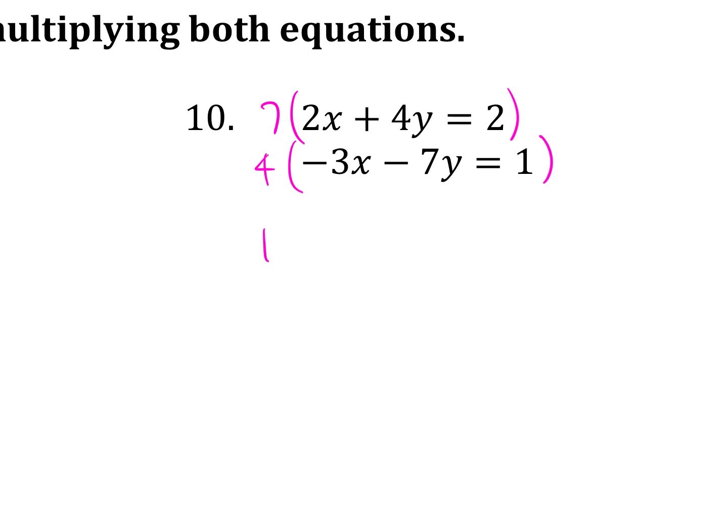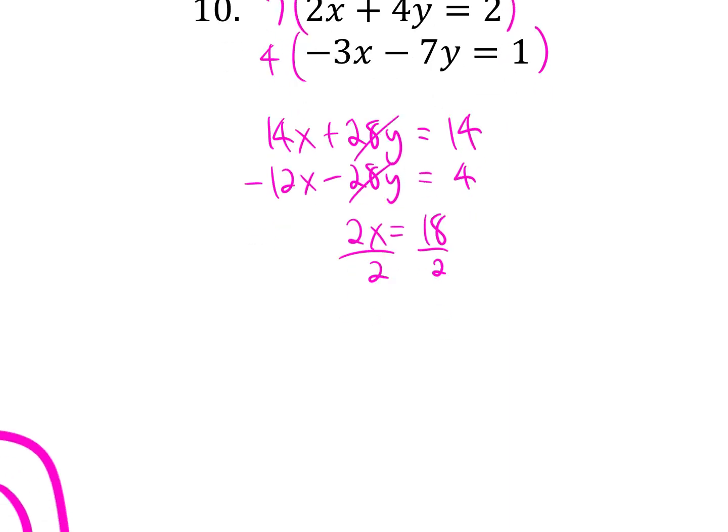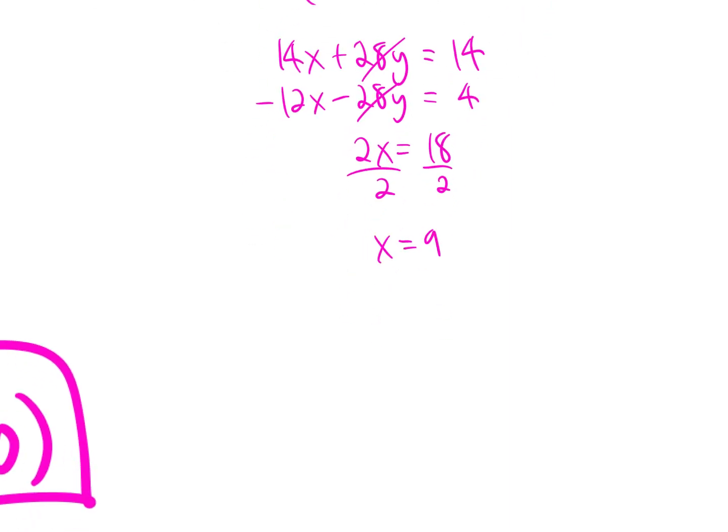So 4 times 7 is going to be 28 on the top, and on the bottom it's going to be 7 times 4. If we multiply that, we get 14x plus 28y equals 14. Then we have negative 12x minus 28y equals 4. If you guys want to solve from here, feel free. These cancel. We get 14x minus 12x is 2x equals 18. Divide by 2. We get x equals 9.